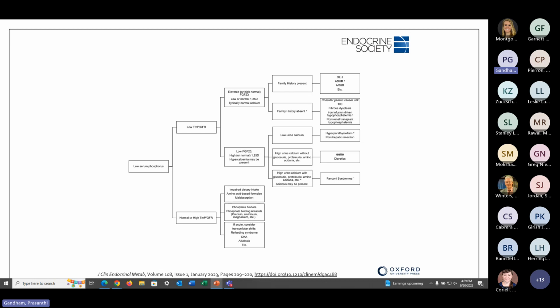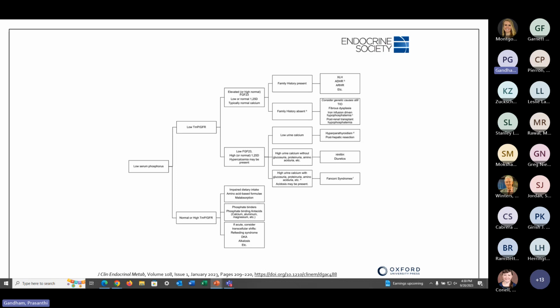If there is a family history present, then you're most likely dealing with either X-linked dominant hypophosphatemic rickets or one of the autosomal dominant or autosomal recessive forms. If there's no family history, then things like tumor-induced osteomalacia, fibrous dysplasia, post-renal transplant, all these different things become more likely. And of course, the overall clinical presentation and history will help you to better differentiate.